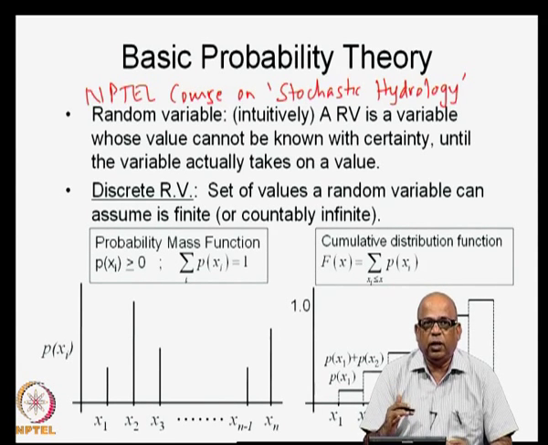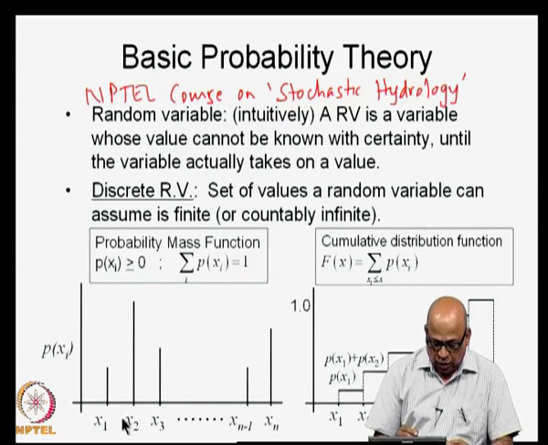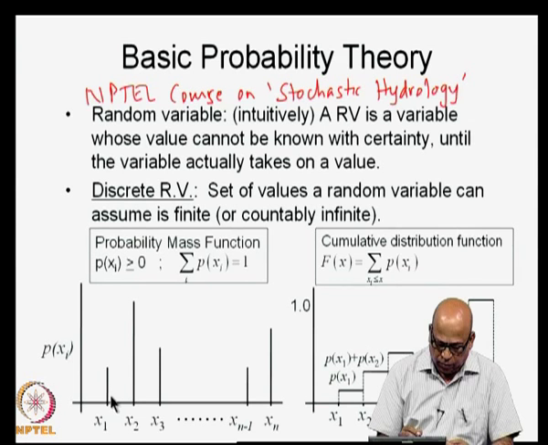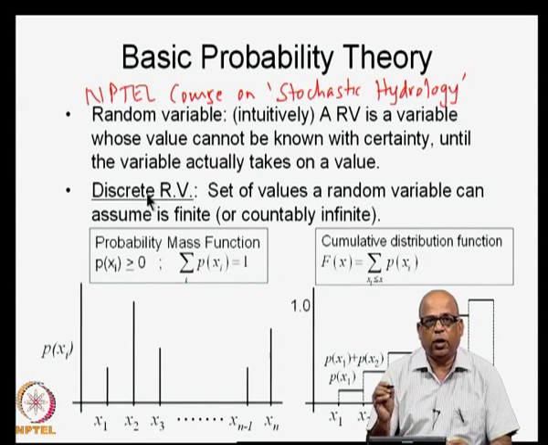Now, associated with discrete random variables, we have the concept of probability mass function. So, let us say X is your random variable and it can assume x1, x2, x3, etc., xn. Associated with the event X equal to x1 there is a probability, associated with the event X equal to x2 there is a probability, and so on. And this defines what is called a probability mass function for a discrete random variable.